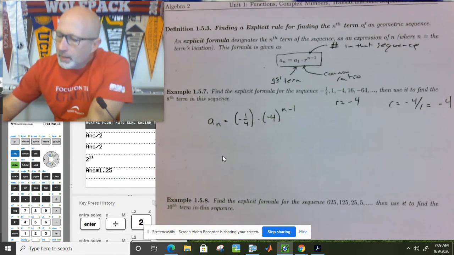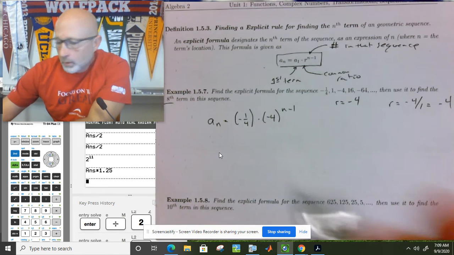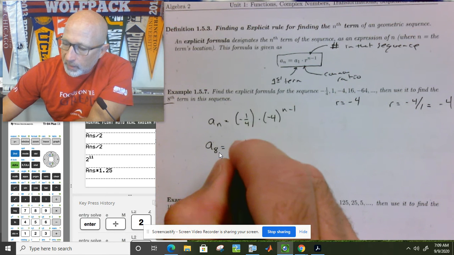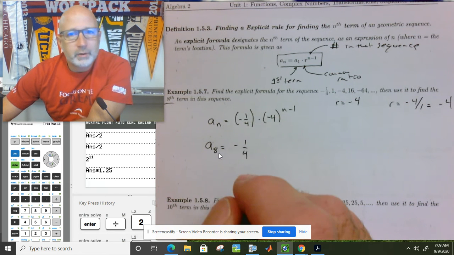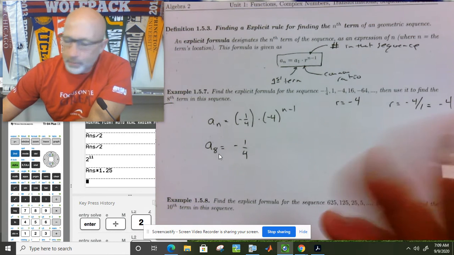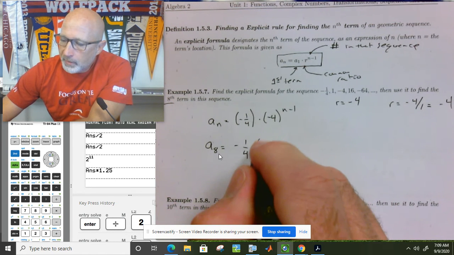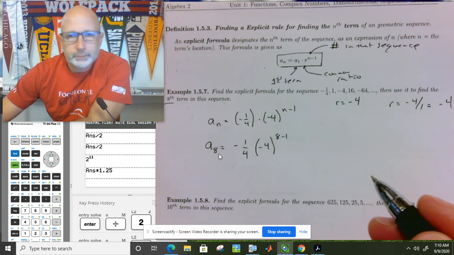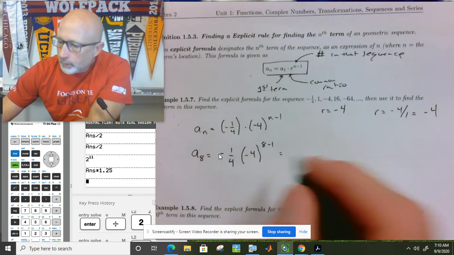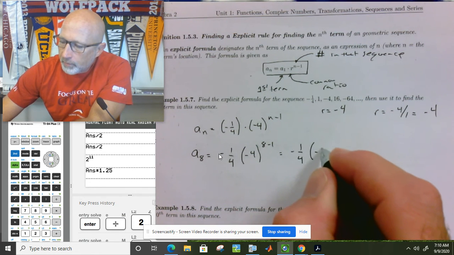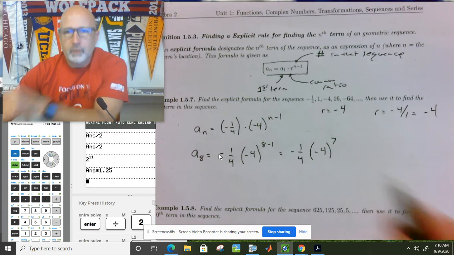Okay, I want to find the 8th term in this sequence. So I'm going to try and find a of 8. So that's equal to -1/4. I'm going to teach you some tricks here instead of just multiplying it straightforward. Something will kind of help us out a little bit. Not too much, but a little bit. And then here you're going to have -4 to the 8 minus 1 power. So this is going to be -1/4 times -4 to the 7th power.